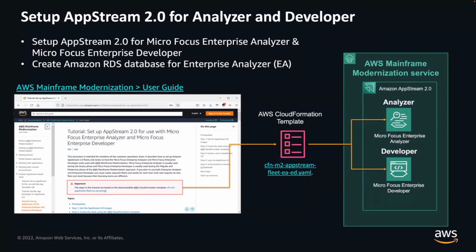Now let's see some of the setup we have already done. First, you need to set up AppStream 2.0 for Enterprise Analyzer and Enterprise Developer. To do that, you can download the CloudFormation template from the user guide and provision the same. Once the resources are provisioned, you can use AppStream 2.0 to access the Enterprise Analyzer and Enterprise Developer.